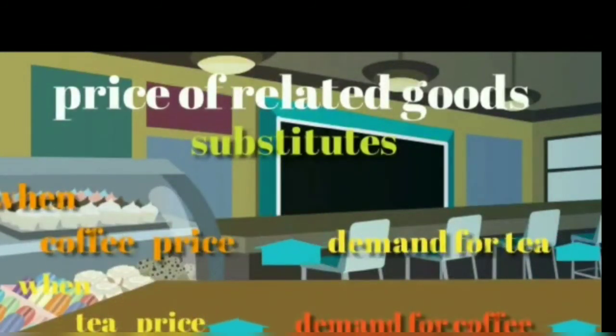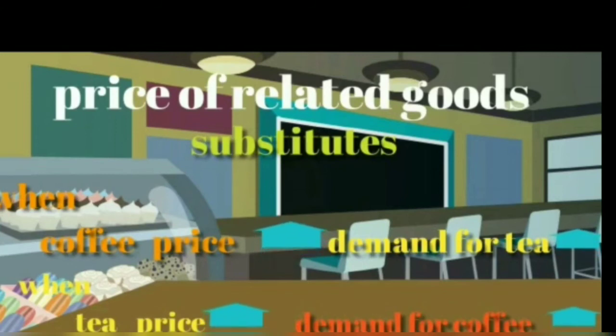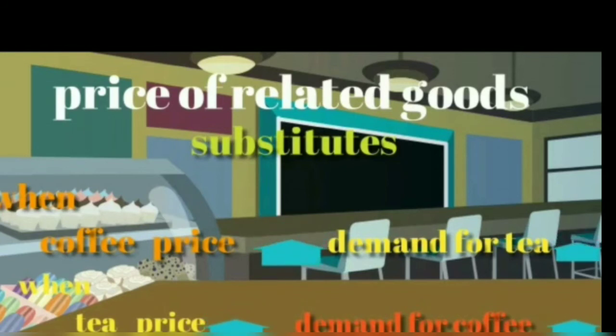How is this related to demand? When coffee price is increasing, demand for tea will also increase. But when coffee price decreases, demand for tea decreases. So I can buy coffee instead of tea when its price is less, right? The same way, when tea price increases, demand for coffee will increase. I will buy more coffee now.